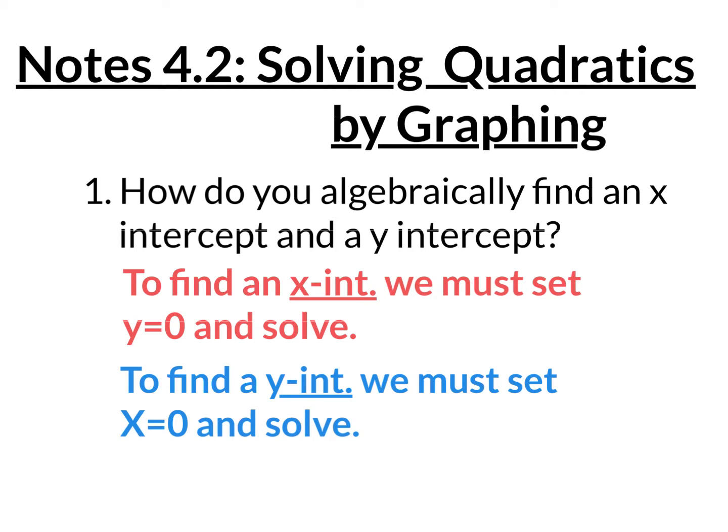Now, the reason why the question says, how do we algebraically find an x-intercept and a y-intercept? Because obviously, if you had the visual graph of the parabola, where's the x-intercept? It's simply where it crosses the x-axis. Where's the y-intercept? It's simply where it crosses the y-axis. So this is when you do not have the graphed parabola. You could solve it algebraically. To find an x-intercept, you set y equal to 0 and solve. To find a y-intercept, you set x equal to 0 and solve.